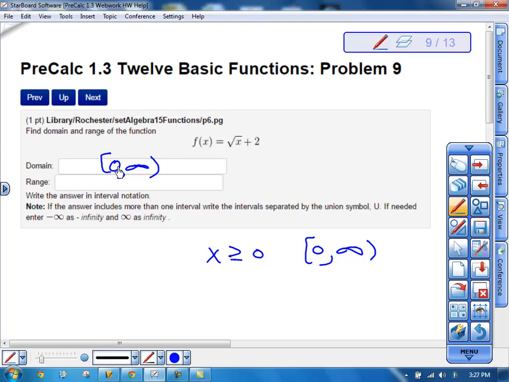The range then, if you can plug in 0 as your smallest value, that gives you 2 for y. So it would go from 2, and obviously anything you add 2 to is going to get bigger, so we can go all the way to infinity. We can have 2, because if we plug in 0, that's what we get. We can't include infinity though, because you never include infinity.